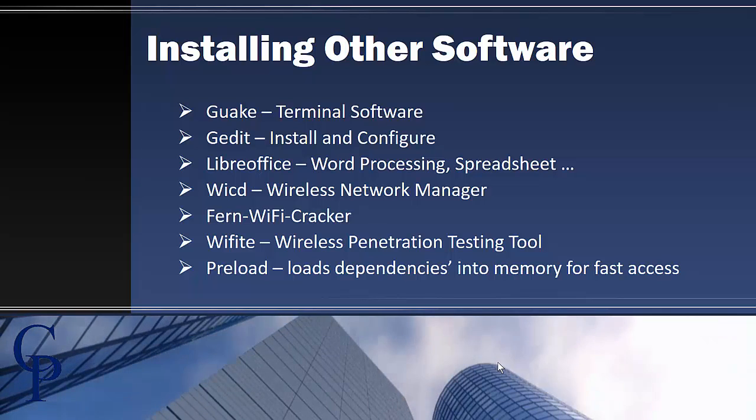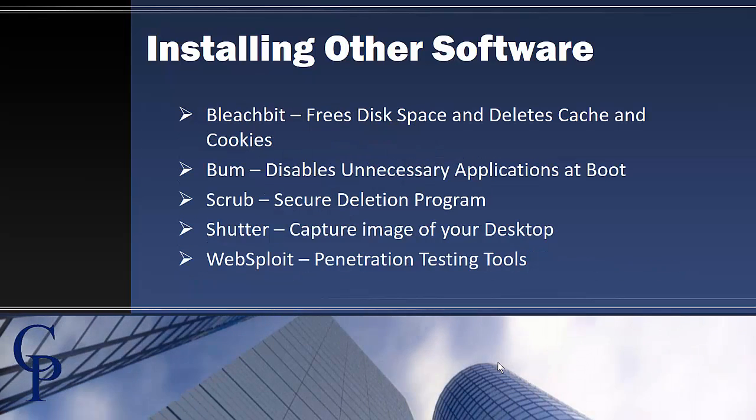Wifite is a wireless penetration testing tool. There's also one called Preload. Preload is going to preload dependencies into memory for faster access. BleachBit is another program that I find useful. It frees disk space, deletes cookies, and cache. So if your Raspberry Pi is going to be discovered and you need to delete certain files, this can do it very quickly.